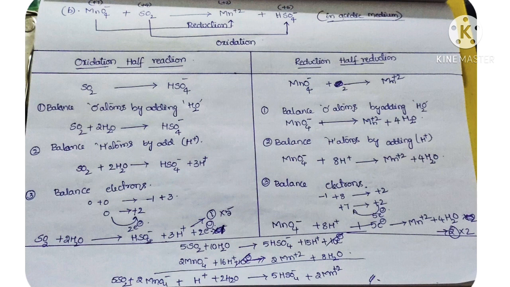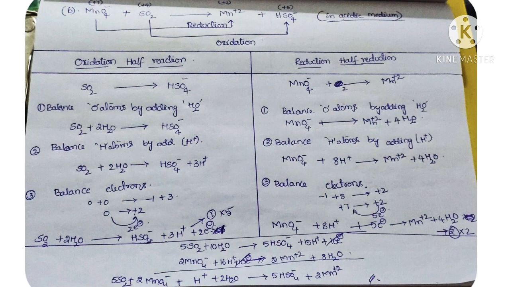And the next step, we balance charges by adding electrons. The charges are: MnO4 minus has minus 1, 8 H plus has plus 8, Mn plus 2 has plus 2, and the water molecule has 0 charge. So going from plus 7 to plus 2, the left side is higher, so we balance the charge by adding 5 electrons on the left side. So the equation becomes MnO4 minus plus 8 H plus ions plus 5 electrons gives Mn plus 2 plus 4 water molecules.